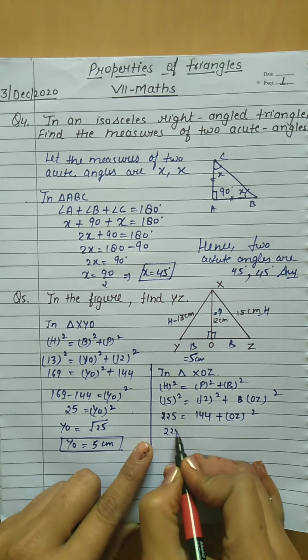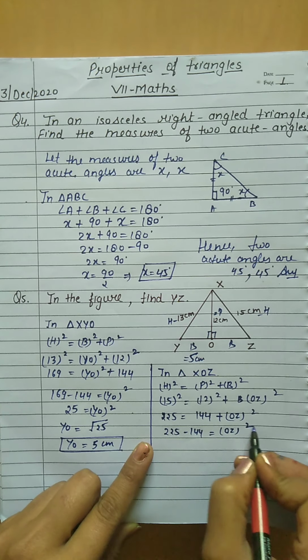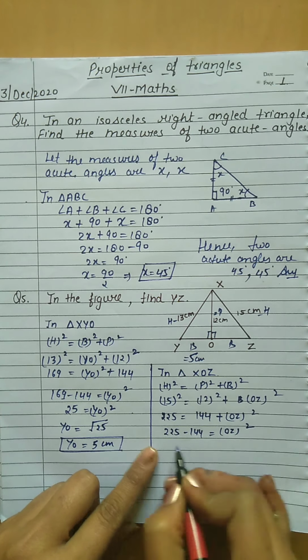Okay, so that is 225 minus 144 is equal to OZ square. So students, that is 81 is equal to OZ square. So students, OZ is equal to the square root of 81, and you all know what the square root of 81 is, that is 9 centimeter. Okay students, so here OZ is 9 centimeter.